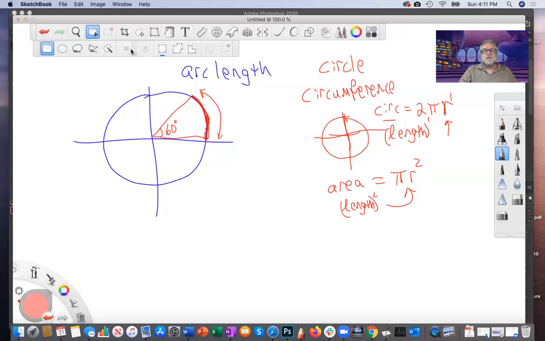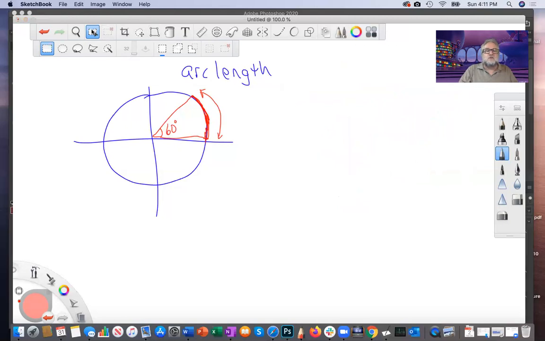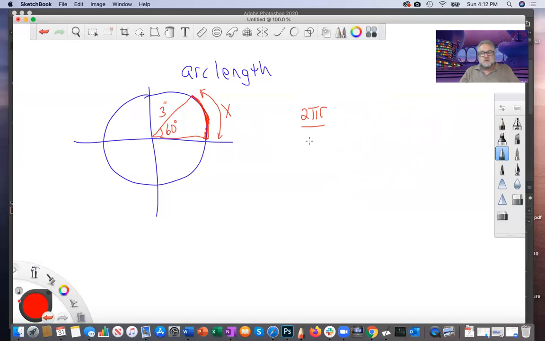Okay. So now, how do we use that? That's great, Mark. That was exciting and riveting. Yes, I know. But how do we use it to find the arc length of this thing where the radius is, let's say, 3 inches? And I want to know what the arc length is. Well, I know the distance all the way around the circle is 2 pi r, right? But I want to know what my arc length, x, is here. So I have to figure that out.